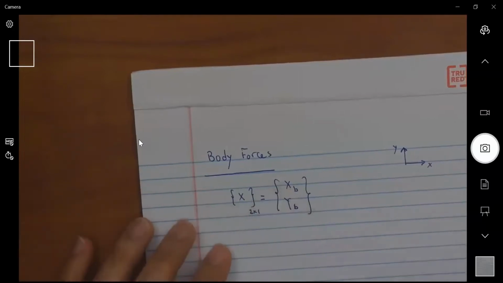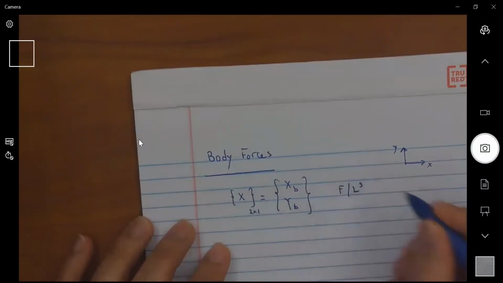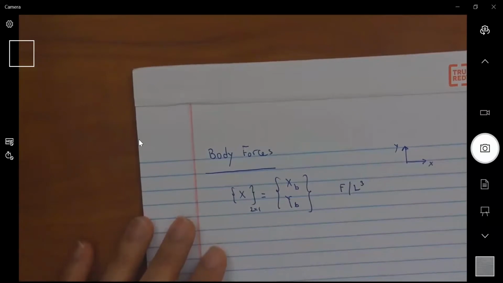By the way, these are usually given as force per L cubed. So how do you differentiate this X from the one you took before? Is it the same X you took the magnitude? No, these are ordinates.